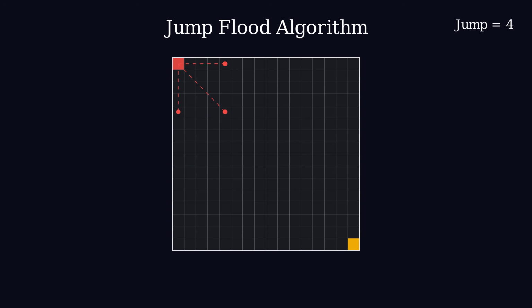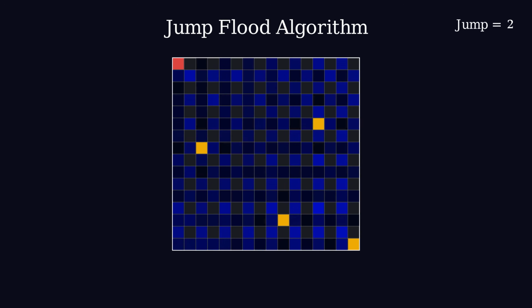Pass 2. The jump distance halves. Quarter of the image width this time. Same 8 directions, same question. Pass 3. It halves again. And after just 4 passes, log 2 of the image width, every pixel knows its nearest seed. 4 passes. Not 15, just 4.